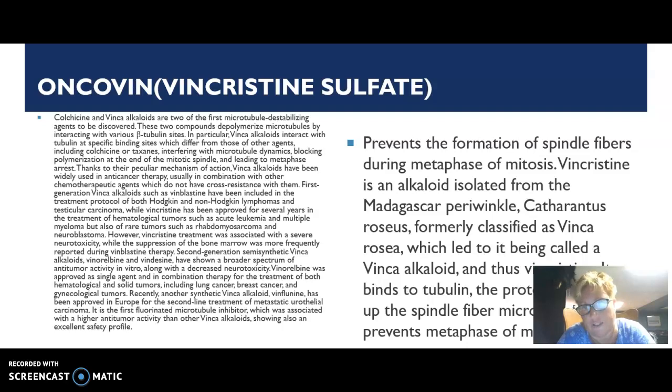Vincristine is an alkaloid isolated from the Madagascar periwinkle, Catharanthus roseus, formerly classified as Vinca rosea, which led to it being called a vinca alkaloid, and thus vincristine. It binds to tubulin, the protein that makes up the spindle fiber microtubules, and prevents metaphase of mitosis.